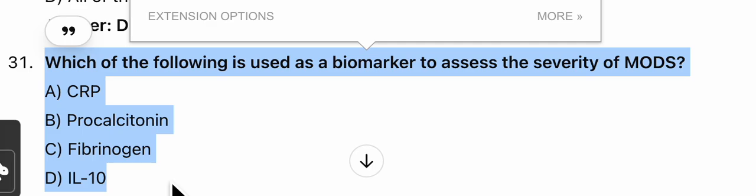Which of the following is used as a biomarker to assess the severity of MODS? A. CRP. B. Procalcitonin. C. Fibrinogen. D. IL-10.